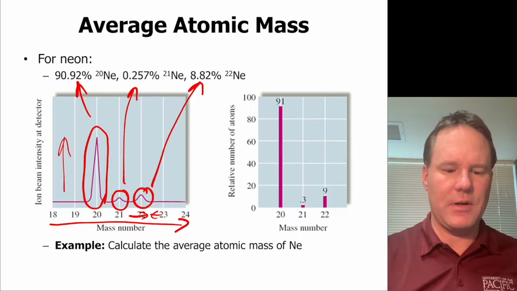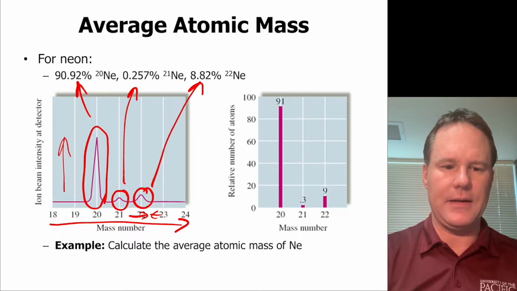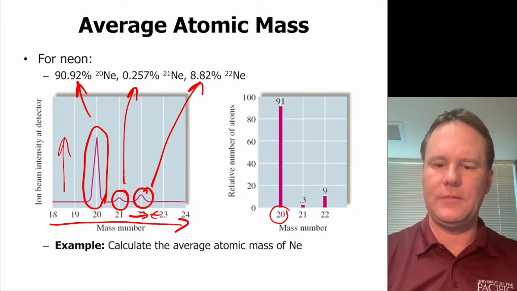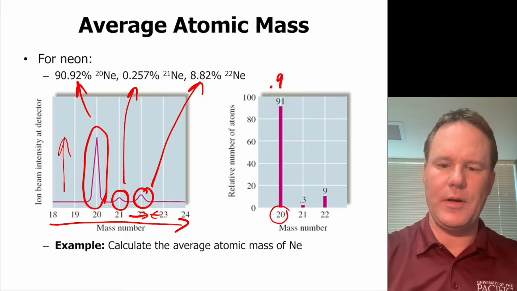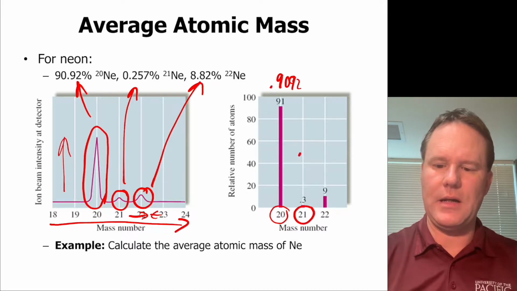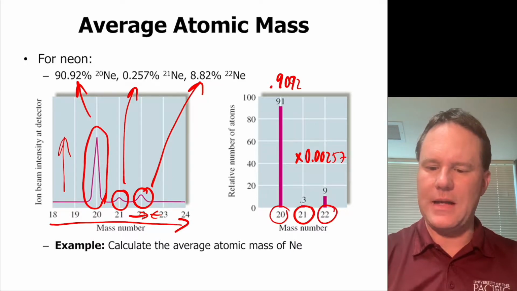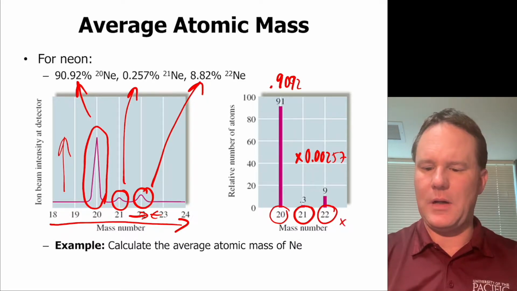So in this case, what you would do is, what's the example here? Roughly, you would take the mass of the 20 and multiply it with 0.9092. Take the mass of the 21 and multiply it with 0.00257, and then take the mass of the 22 and multiply it with 0.0882.